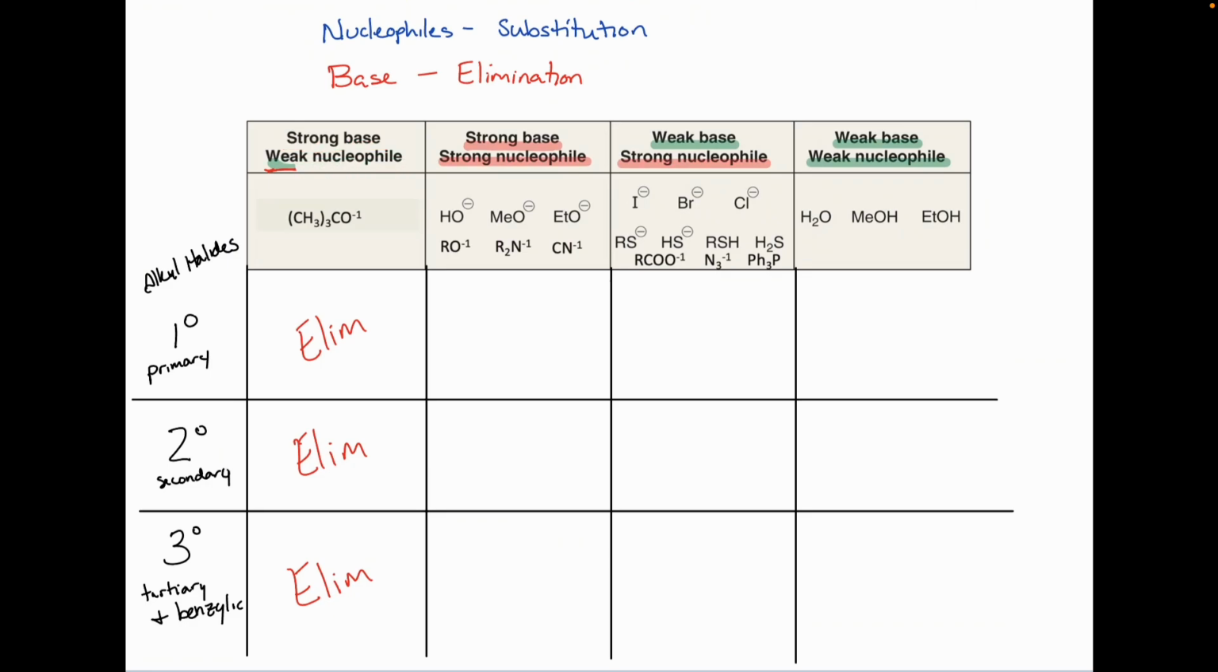So if we have the flip side, something that's a bad base but a good nucleophile, what type of reaction do we think they're going to prefer? Substitution reactions, right? This is where it gets a little tricky because we have two different types of substitution reactions. Primary and secondary undergo SN2, but tertiary and benzylic undergo SN1 reactions.